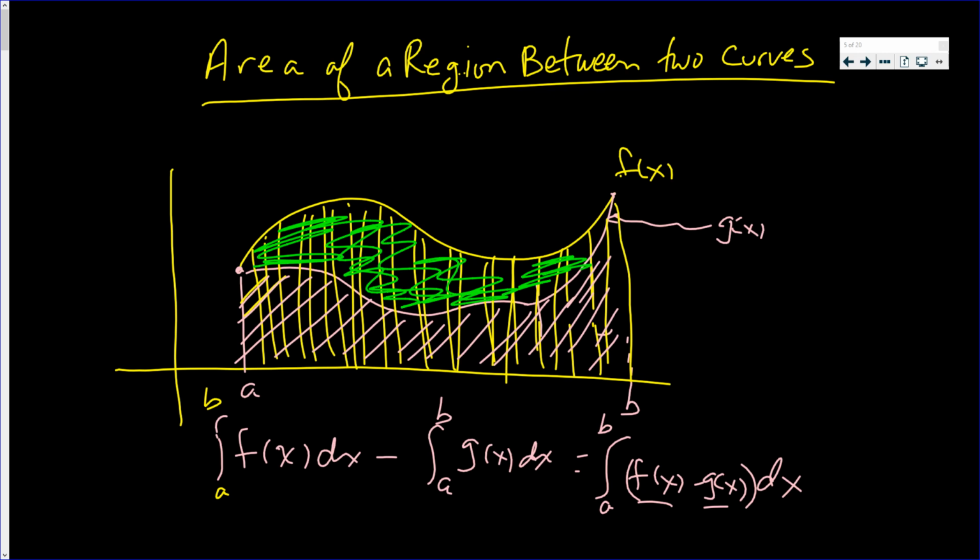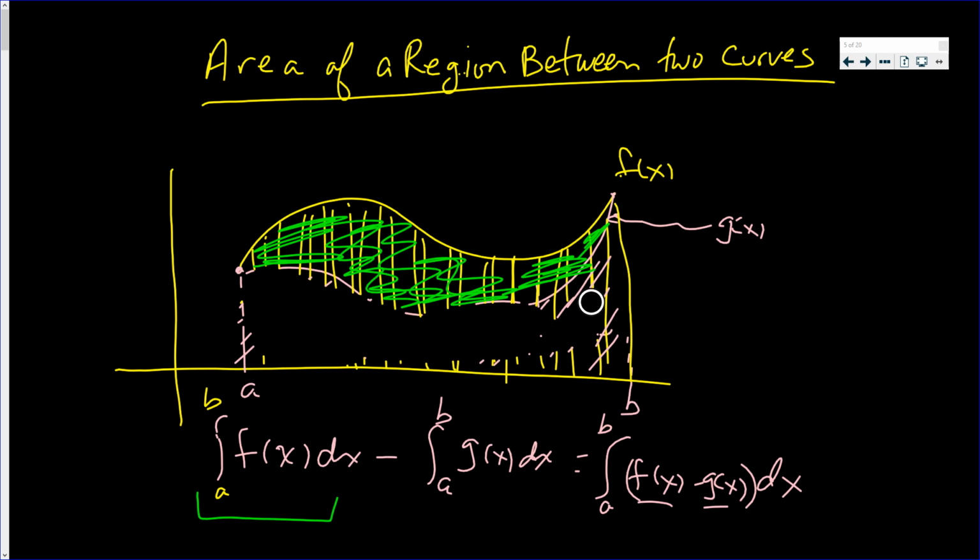Okay? Basically, this function gave me everything that's shaded in, everything. And I am now taking away the area under g of x. And that gives me just what I wanted. The area in between the two functions. So this formula, you don't have to remember it. You should see it. Okay. It's just elementary school subtraction idea.